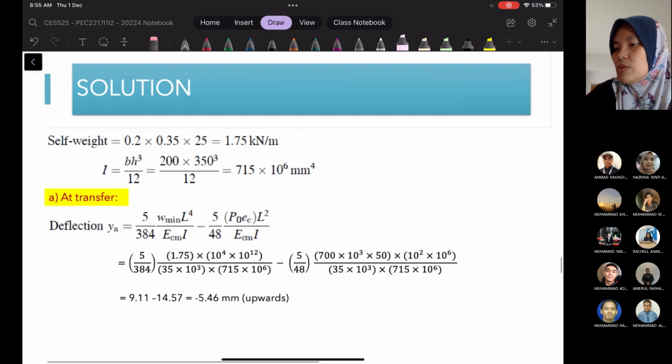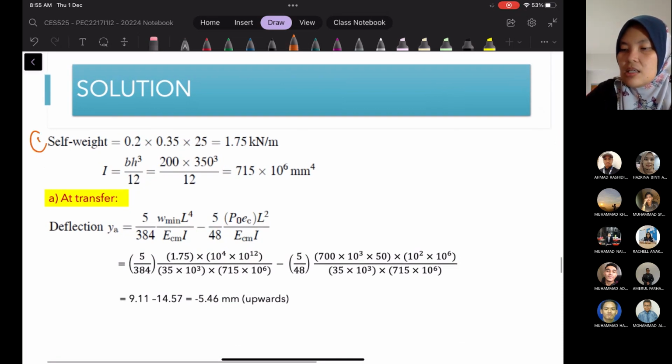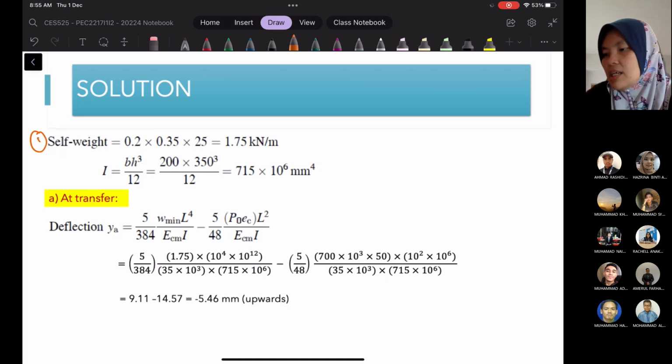Okay, so what we are going to calculate first is the self-weight of the structure. Self-weight is equal to 0.2 times 0.35. Since we are considering a rectangular section, the example I gave is only for a rectangular section. So 1.75 kilonewton per meter.